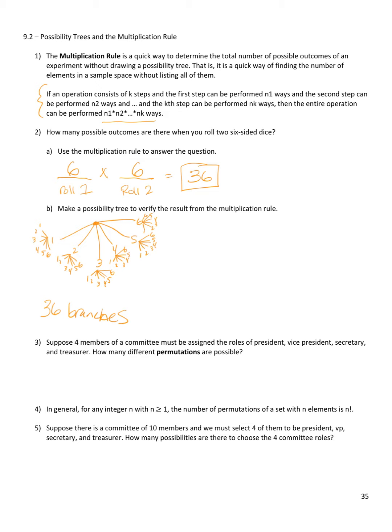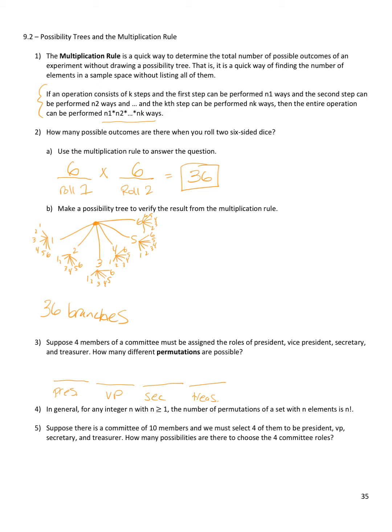All right, so let's suppose 4 members of a committee must be assigned to the roles of president, vice president, secretary, and treasurer. There's only 4 people on the committee, and they each have to take one of these jobs. How many different permutations are possible? So how many different ways can I choose president, vice president, secretary, and treasurer? How many different orders can I create? Well, I have to choose a president, a VP, a secretary, and a treasurer.